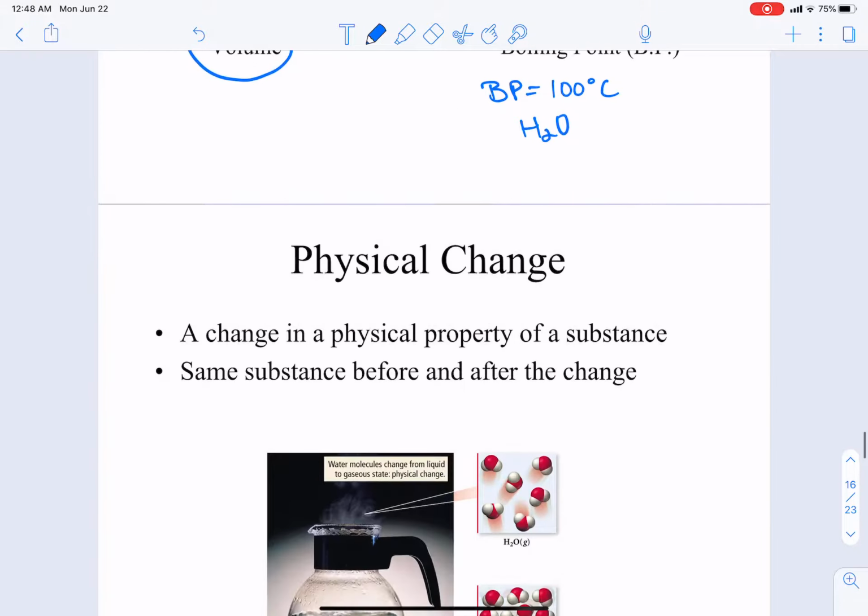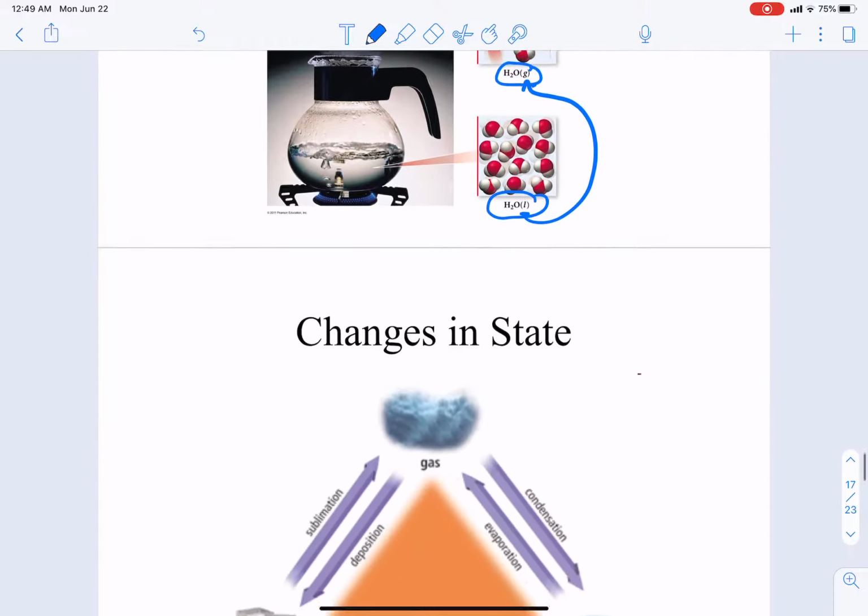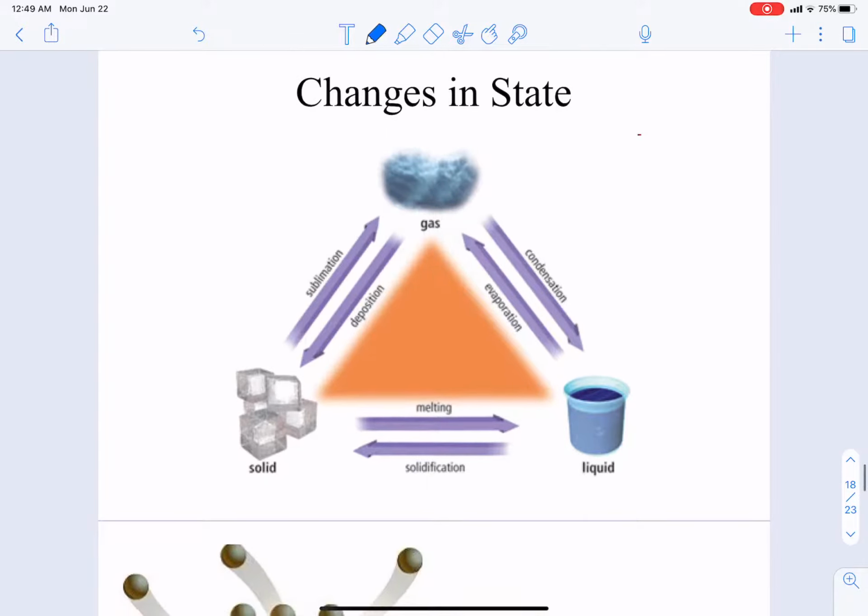Now, physical changes. This is a change in a physical property of a substance. So say we change state. So here we have liquid water and we'll change the state to gas. And what you have is the same substance before and after the change. So down here we have H2O, it's just in a liquid state. And after the change, we still have H2O, but it's in a gaseous state. So that's a physical change.